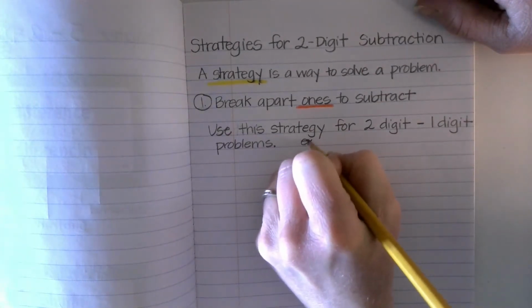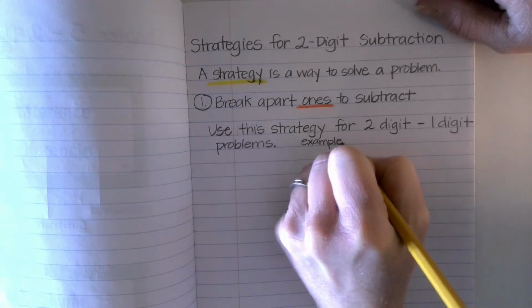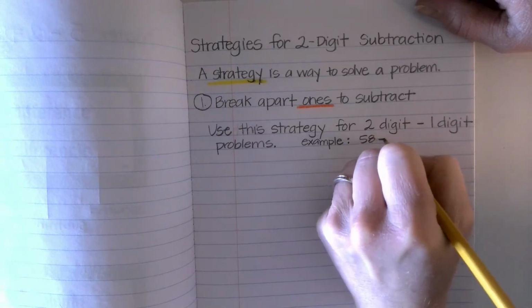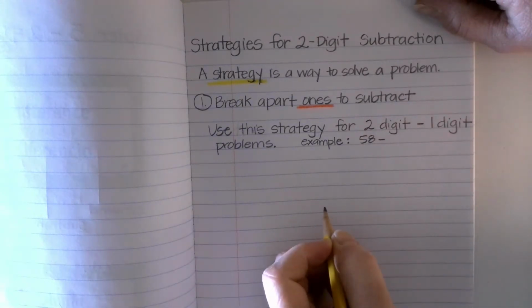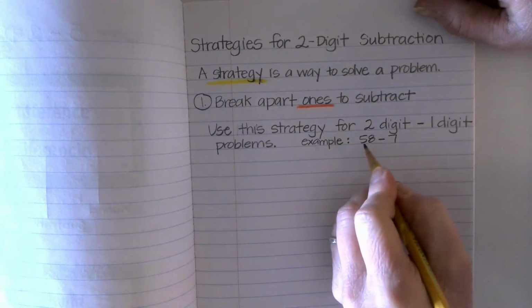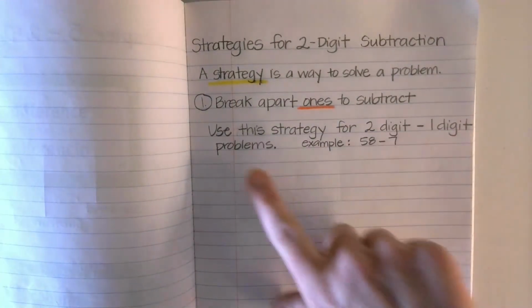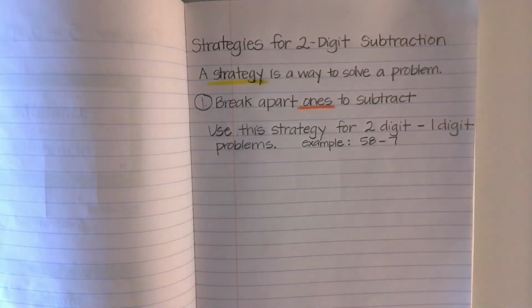An example would be 58 subtract, give me a one-digit number. 7. There you have it. So we've got a two-digit subtract a one-digit. Two-digit subtract one-digit problems. How is everyone understanding so far? Yes. Okay, good. Any questions on anything? All right, I'll give you just a second to finish that up. If you're at home, you can hit pause.